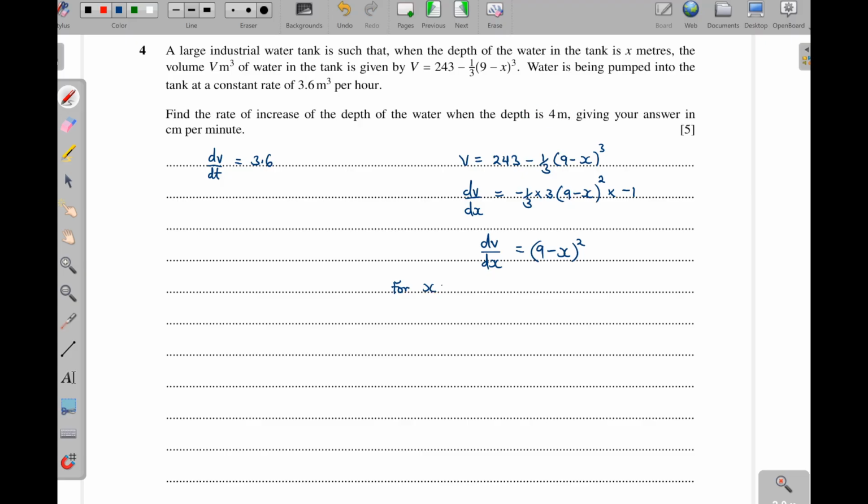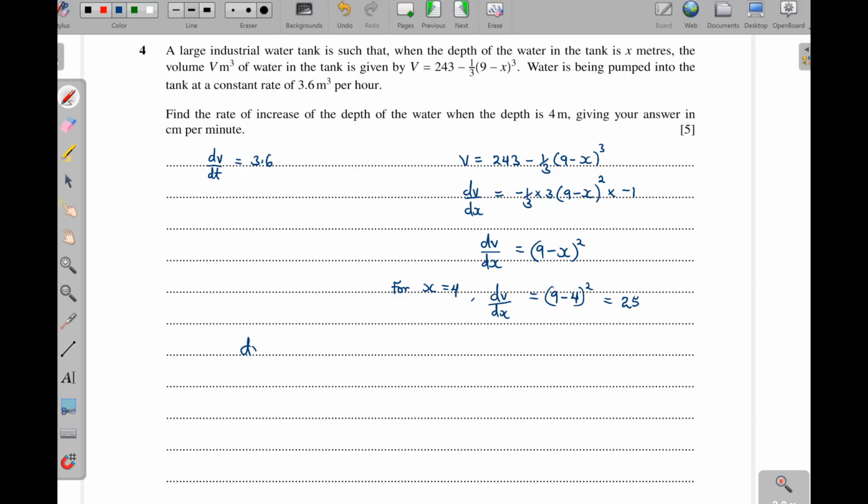So we are given a value of x here being equal to 4. So for x equal to 4, what is dV/dx? So dV/dx will be equal to (9 minus 4) squared. Isn't this 25? Because 9 minus 4 is 5. Then 5 squared becomes what? 25.